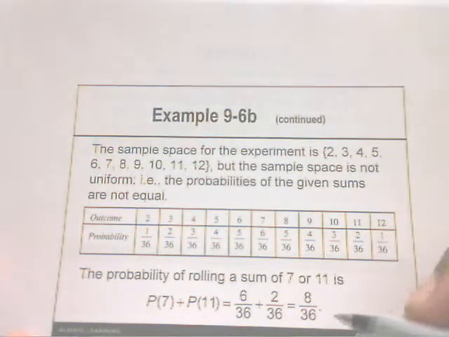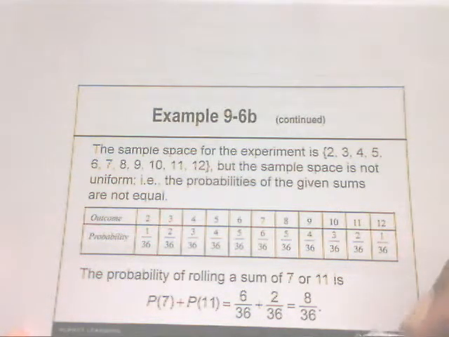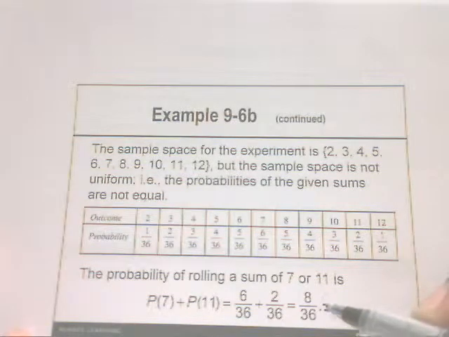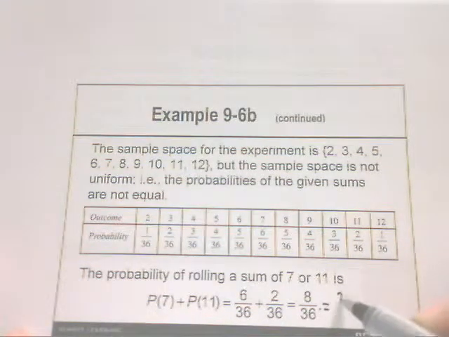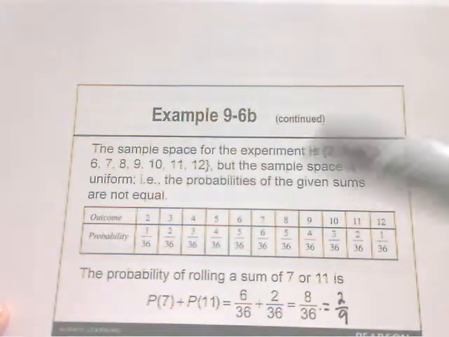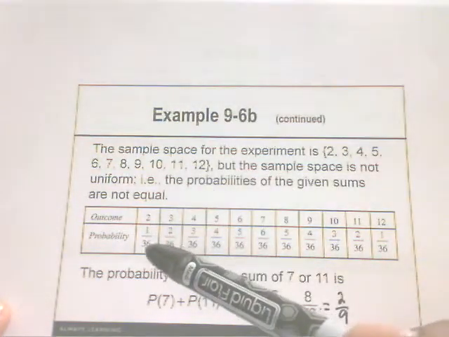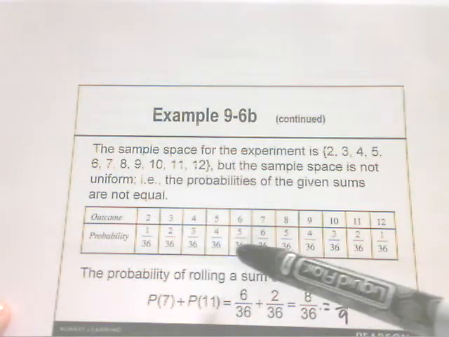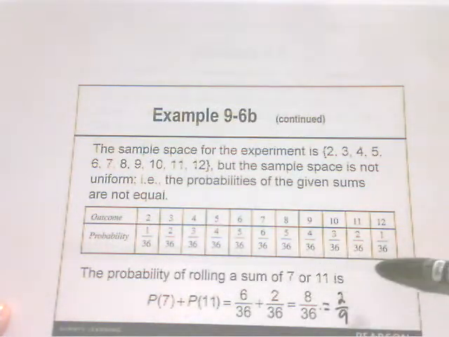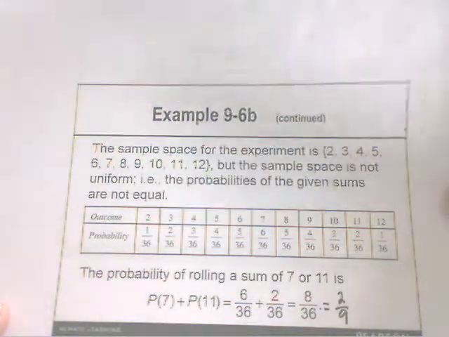Now, in the event they ask you to reduce this in simplest form, 8 out of 36 can be reduced by dividing the numerator and the denominator by 4, which will be 2 ninths. Okay. And what do we mean by not uniform? That means that these individual probabilities are not going to be equal to each other.